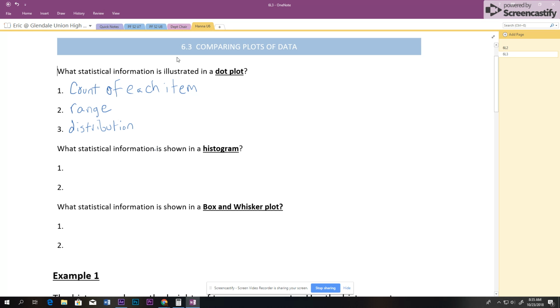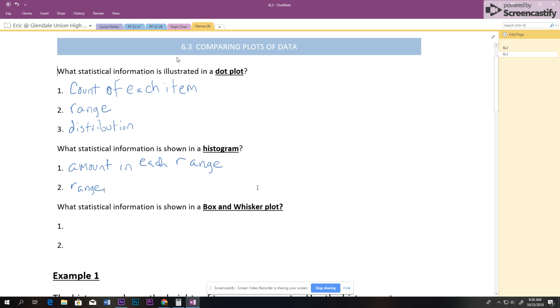And what statistical information is shown in a histogram? Well, the amount in each range, as well as the range.